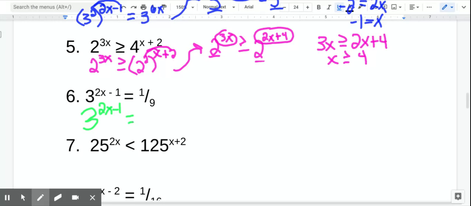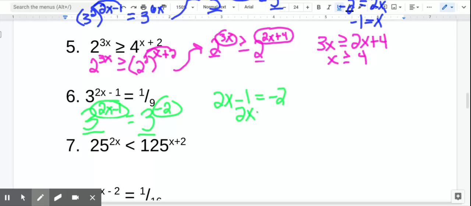Now, hopefully you can see 1/9. That's the same thing as 3 to the -2, because remember, to get rid of negative exponents, we move them to the bottom. So 1/9 is the same as 3 to the -2. And now, since the bases are the same, we can assume that the exponents are the same, 1-to-1 property. And we'll just finish solving this. I'm going to add 1 to both sides and then divide by 2. We'll check out the other problems in the next video.